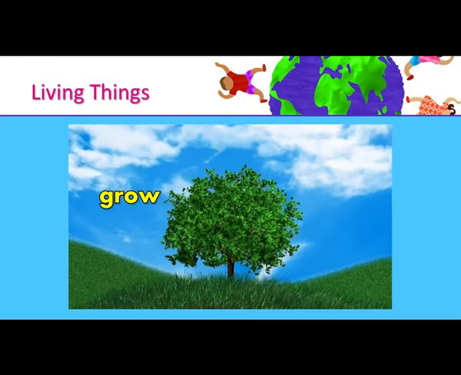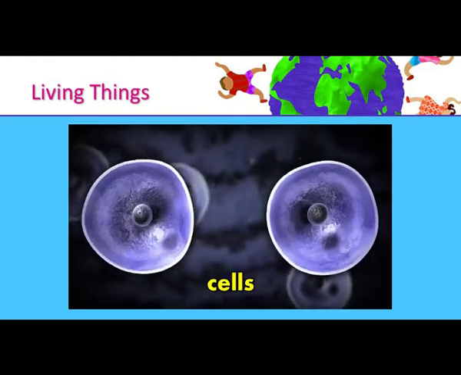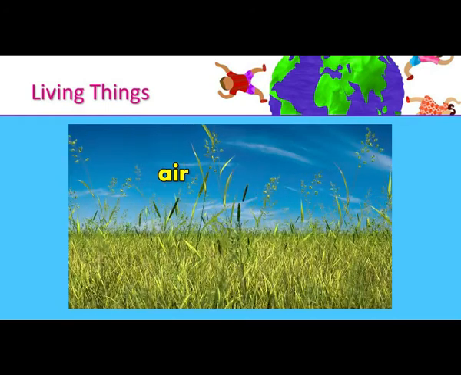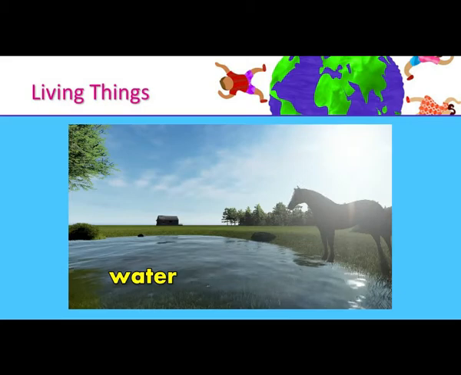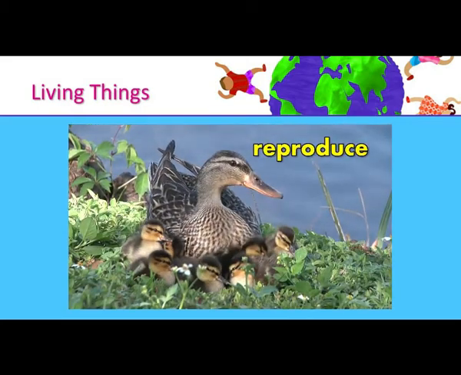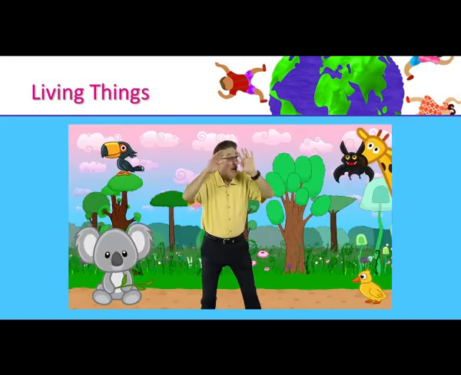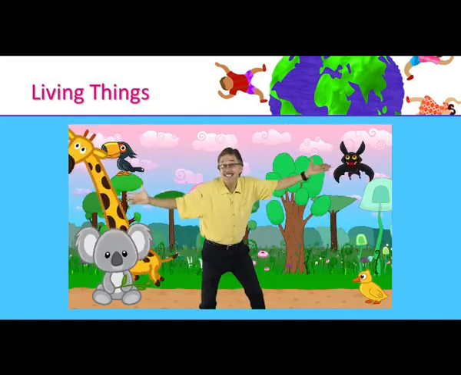Living things grow. Living things have cells. Living things need air. Living things need nutrients. Living things need water. Living things reproduce. Now look all around each day and see the living things.